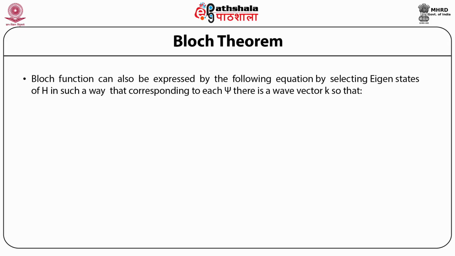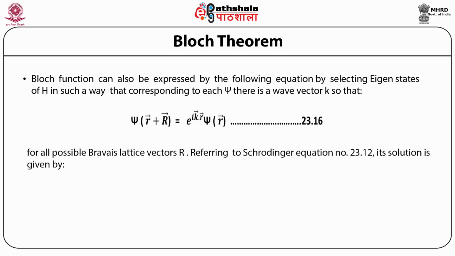Bloch function can also be expressed by the following equation by selecting eigenstates of capital H in such a way that corresponding to each psi there is a wave vector small k, so that psi as a function of r vector plus capital R vector is equal to exponential of i k vector dot r vector into psi as a function of r vector. This is equation 23.16 for all possible Bravais lattice vectors capital R.